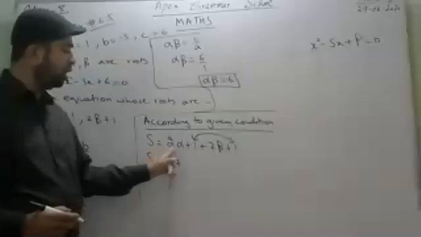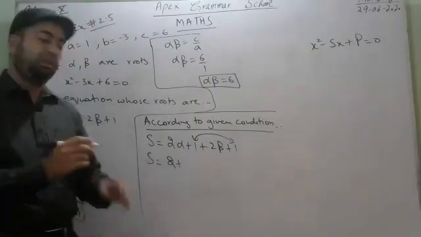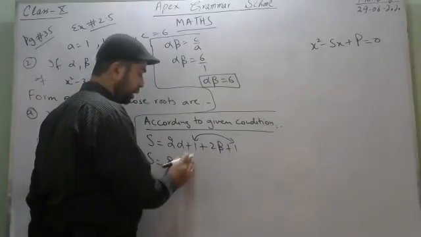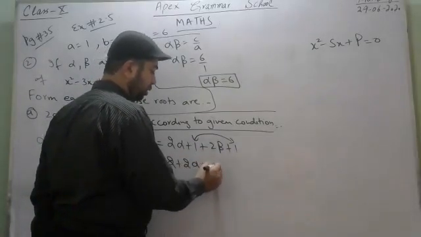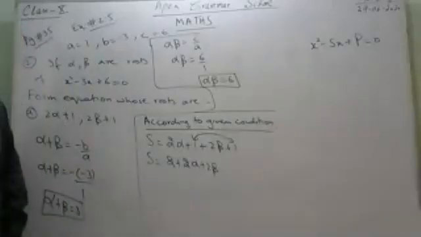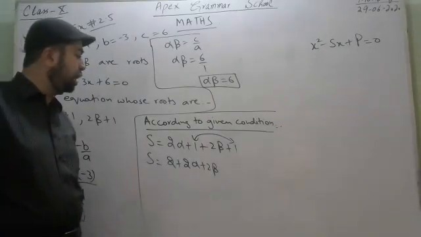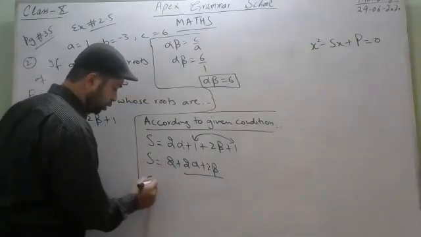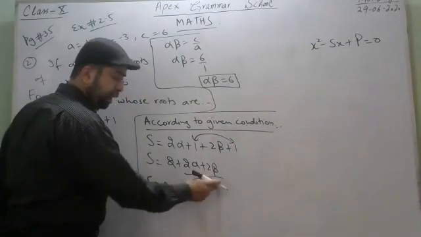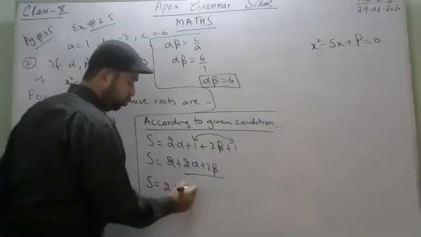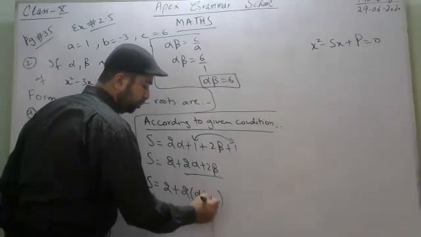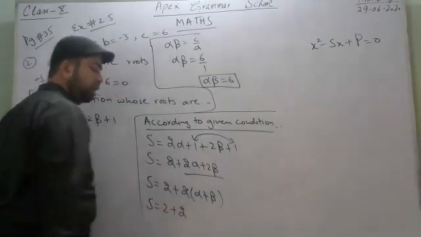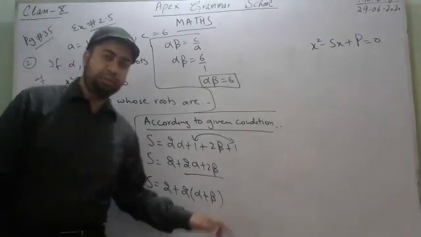After that, 2 alpha can't be added to 2 beta, so we write it as it is: 2 alpha plus 2 beta. Now we can see that we have 2 common inside this. S is equal to 2 plus, make sure to take 2 common, alpha plus beta. 2 plus 2 into alpha plus beta.